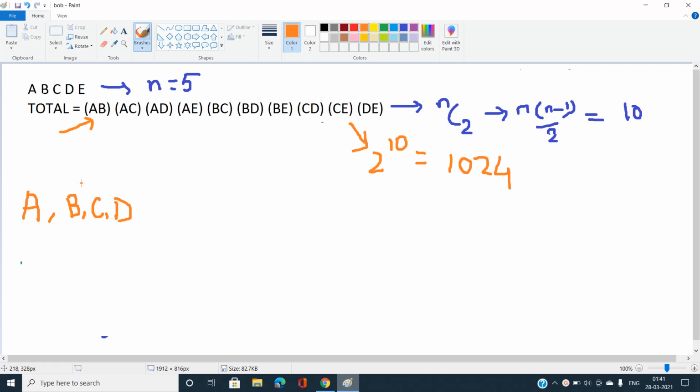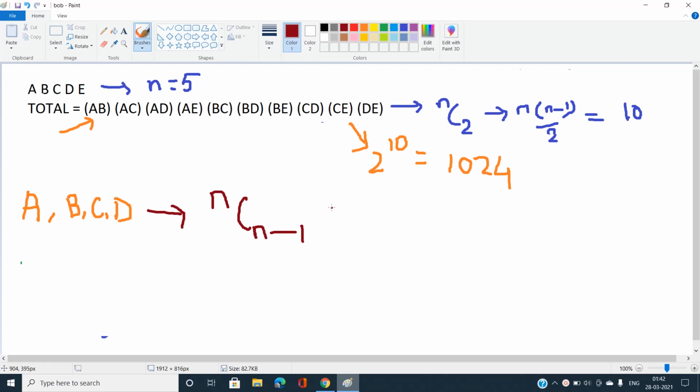Let me write it down in the general case. This is A, B, C, D. So I am going to choose any n minus 1 elements, because I've chosen A B C D, and it may be like B C D E, or it may be like A C D and E, where I'm eliminating B. We can choose any 4 elements. So in general I can write nCn minus 1.